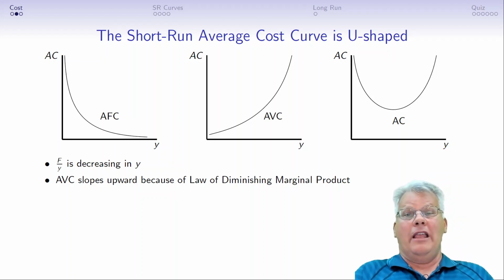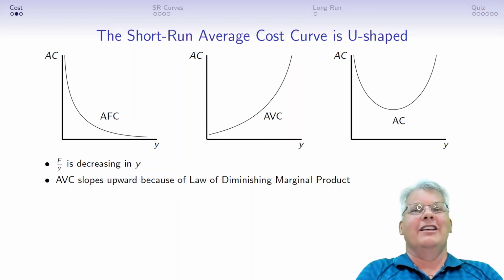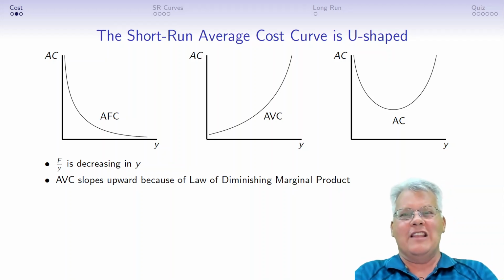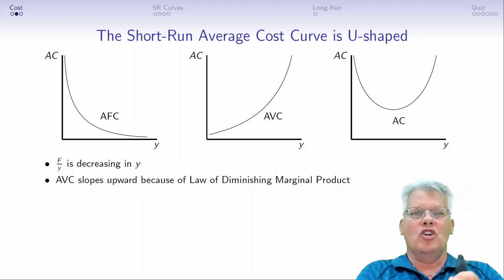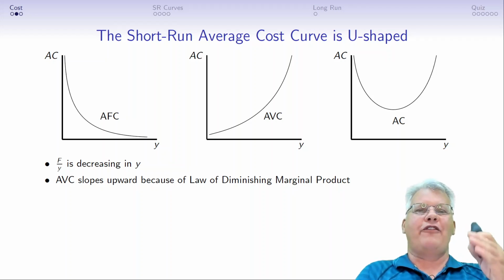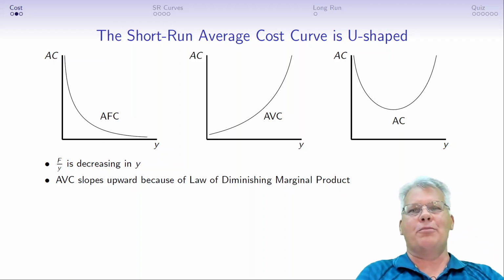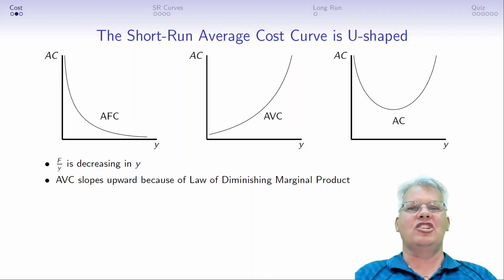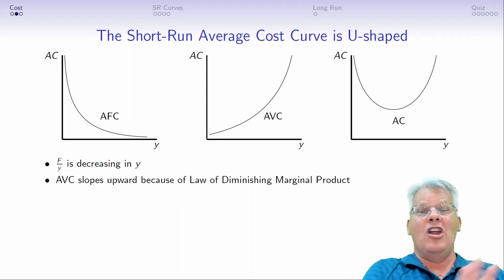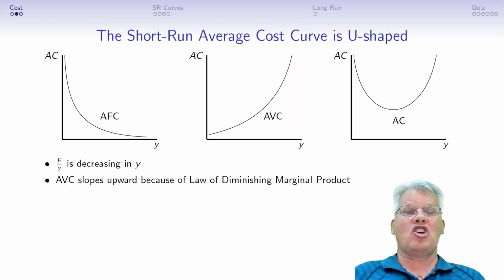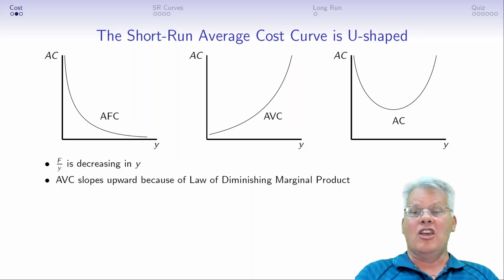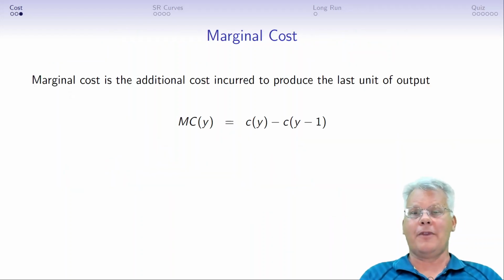So if in the short run, Starbucks is stuck with the single small espresso machine that they have, the output that they get from each additional worker added to the production process diminishes. So I combine those two ideas together and I get this U-shaped average cost curve regardless of the functional form of the cost function. Okay.